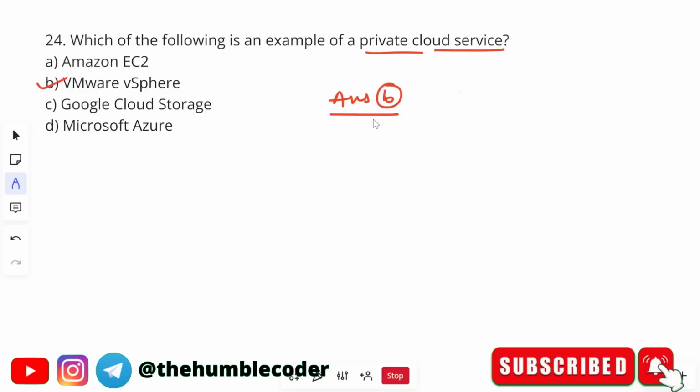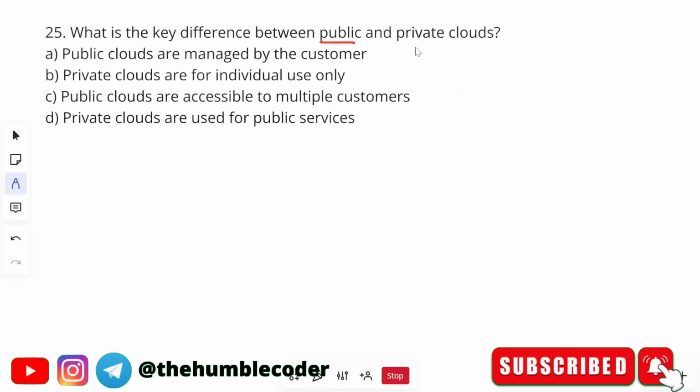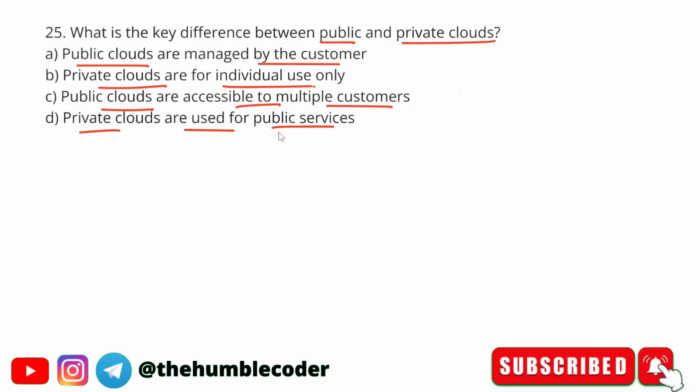Let's now move on to the next question, which is this one. What is the key difference between public and private clouds? Let's see the options that we have. Public clouds are managed by the customer. Private clouds are for individual use only. Public clouds are accessible to multiple customers. And last option is private clouds are used for public services. So in this one, we have to basically tell the difference between public and private cloud. The correct option in this case is going to be option number C, which is public clouds are accessible to multiple customers. That is the main difference. So the correct answer is going to be option number C.